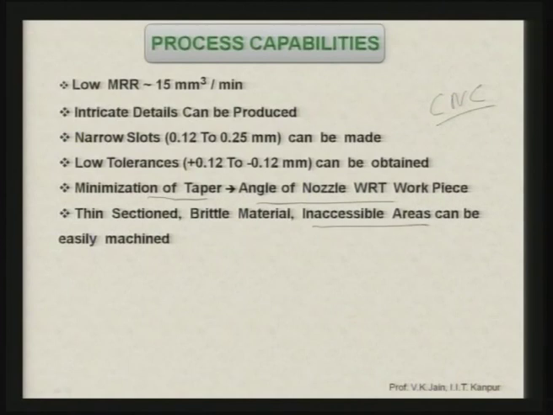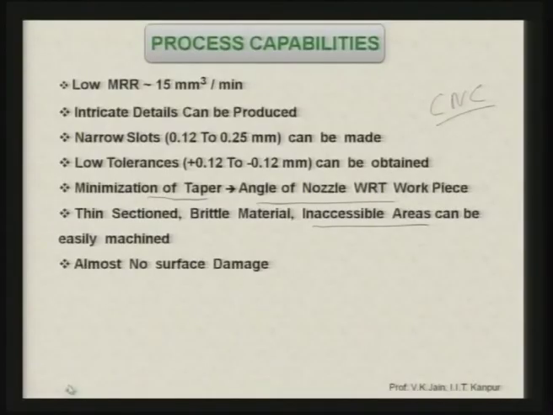Also, the inaccessible areas can be machined. Those areas which cannot be machined by conventional methods, where the tool cannot approach. If the jet can go inside that particular location, it can drill the hole, it can machine the cavity over there, through cavity especially. Almost no surface damage, because there is not a large amount of heat generation, and the workpiece is always in contact with the air. So, the rise in temperature is comparatively very low, and there is no thermal damage to the workpiece, and large forces are also not acting. So, there is no mechanical deformation of the workpiece.